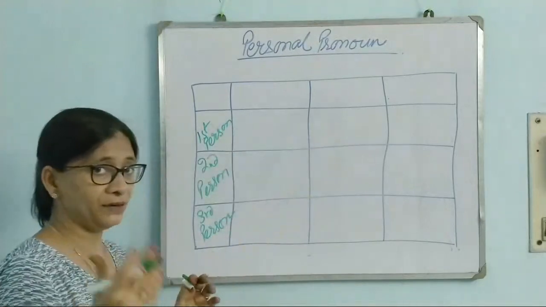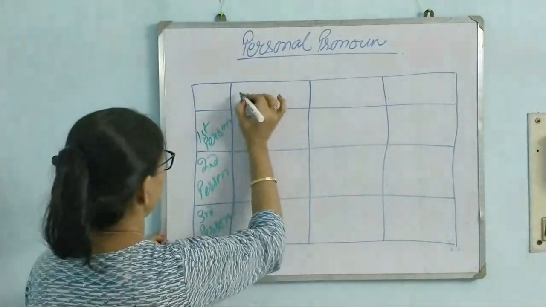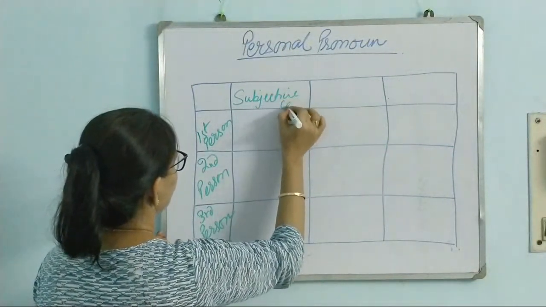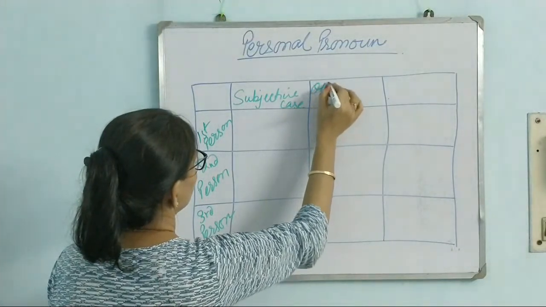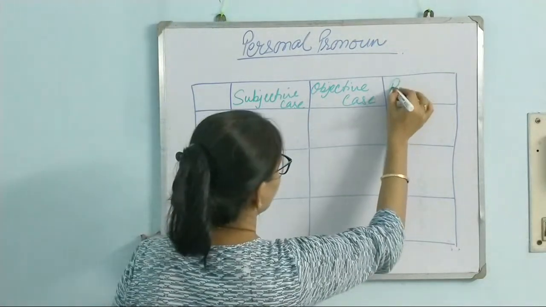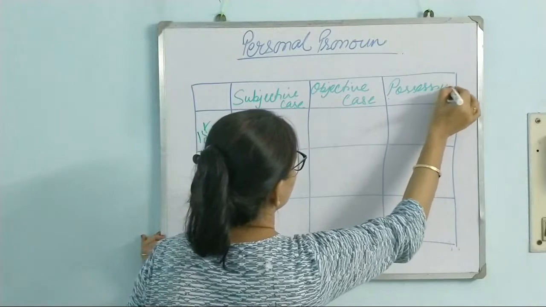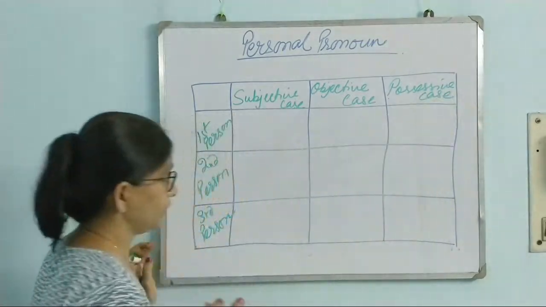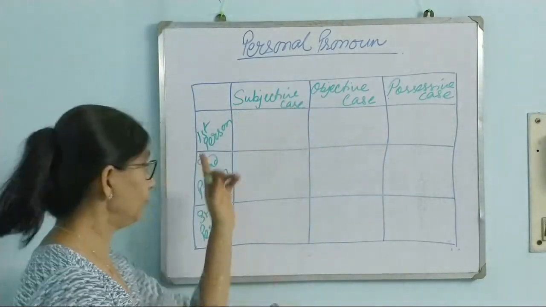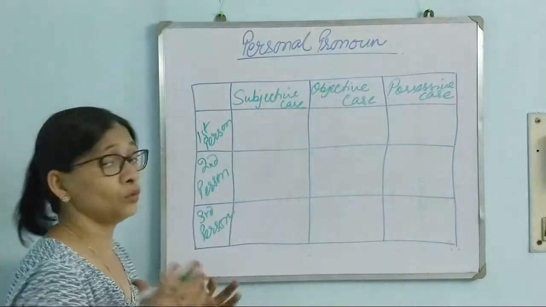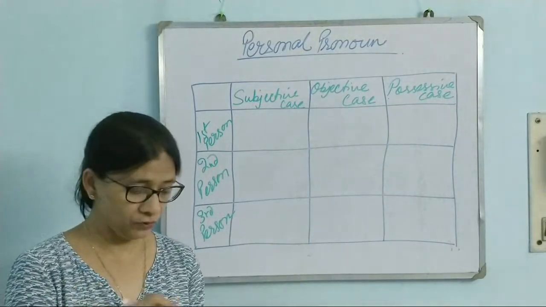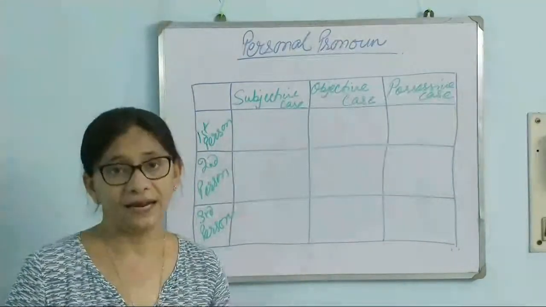And here also there are 3 different categories of personal pronoun. They are subjective case, objective case, and possessive case. So there are 3 different types and 3 different classes: first person, second person, third person. Whatever personal pronoun we have learned so far, we shall place all of them here, and then you will be able to understand what are the different categories of personal pronoun.